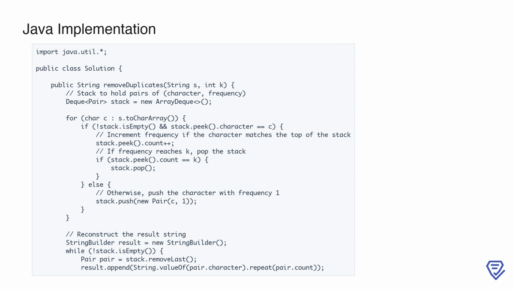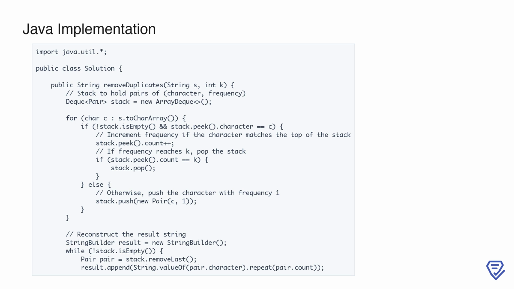Here, we start by importing the necessary libraries and defining our solution class. The main method, removeDuplicates, takes in the input string s and an integer k, which represents the threshold for removing adjacent duplicates. To solve this problem, we use a stack that stores pairs of characters and their frequencies. The stack is implemented using a deque, specifically an ArrayDeque, for efficient operations.